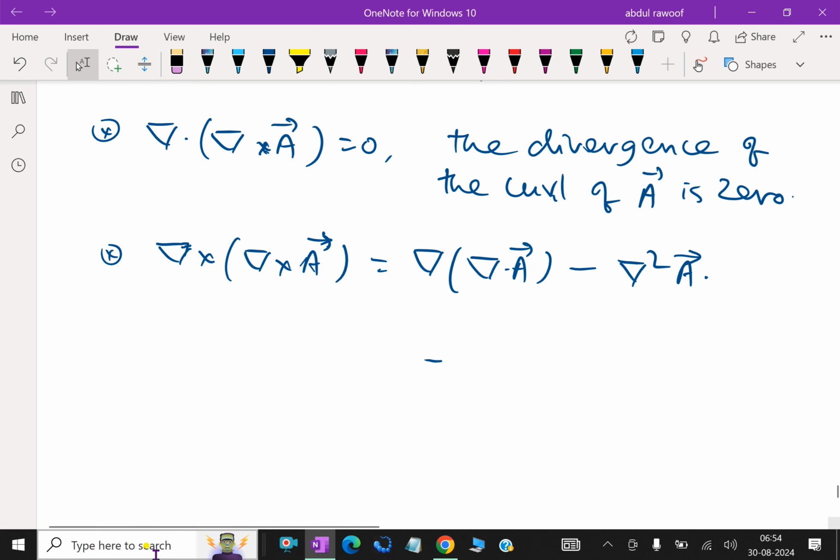So far we discussed differentiation of vectors in different forms. That is, different formulas we discussed here, like dot product as well as cross product.